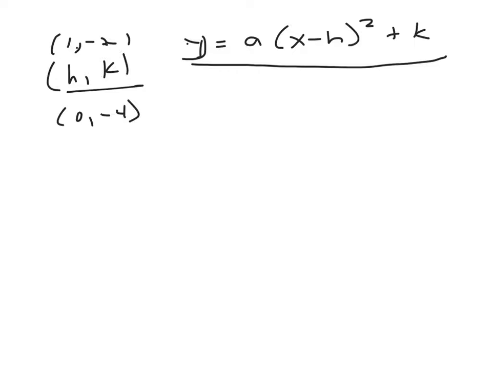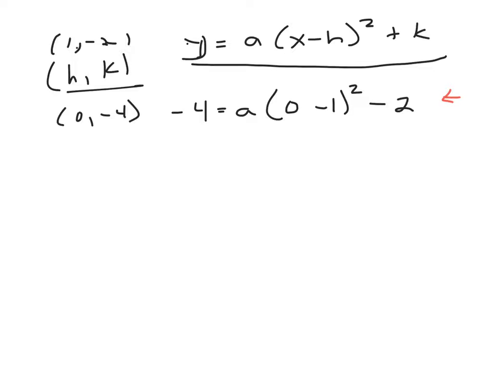So I'm going to replace y with -4. So -4 is equal to a, and x is going to be 0 in this equation. h in your vertex up here is 1, so I'm going to have (0 - 1) squared, and k is -2, so -2. So this is with your vertex and with your point put in, and I think you actually did that correctly.